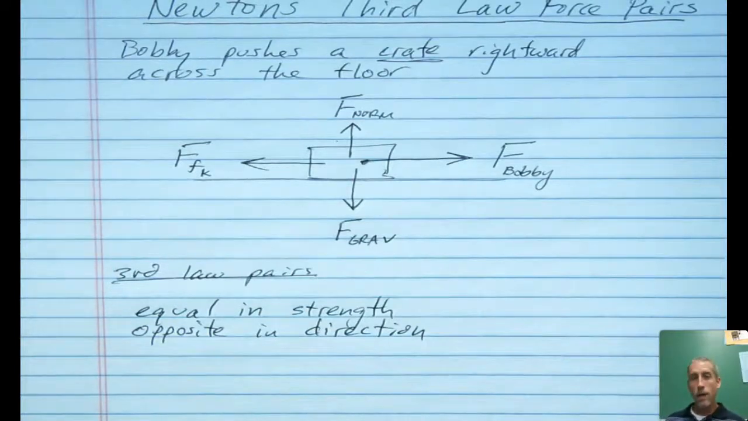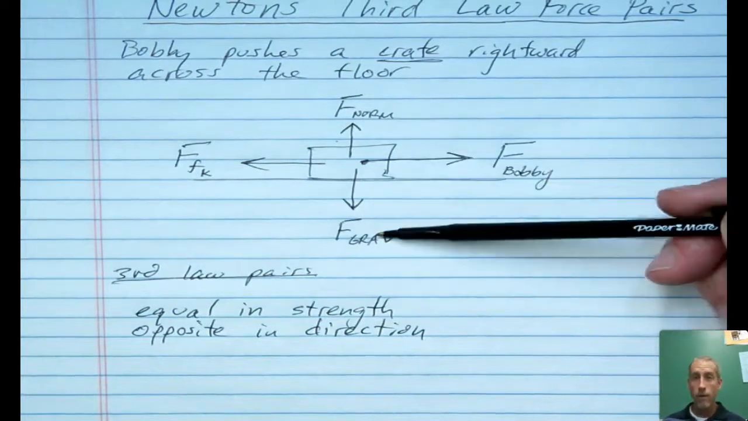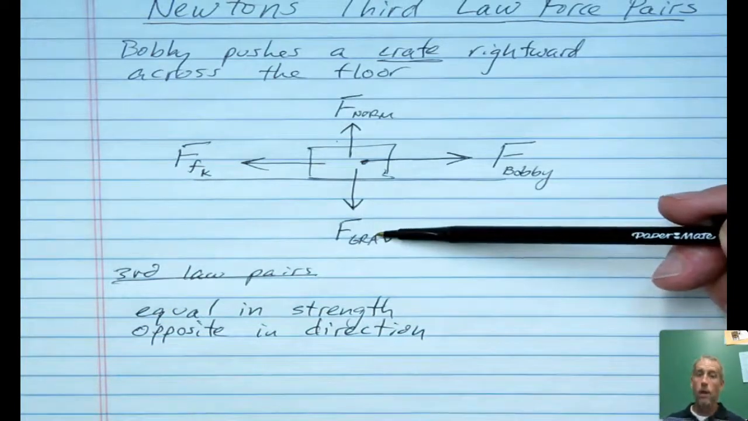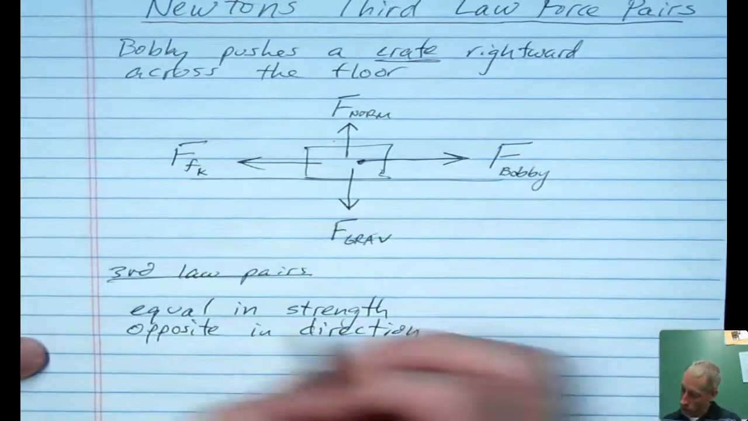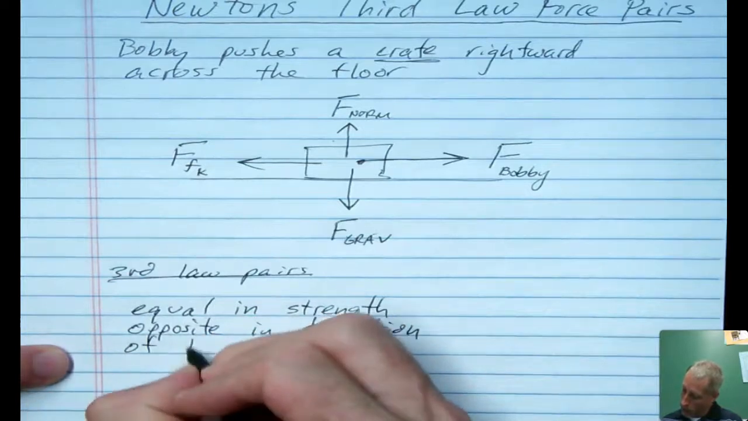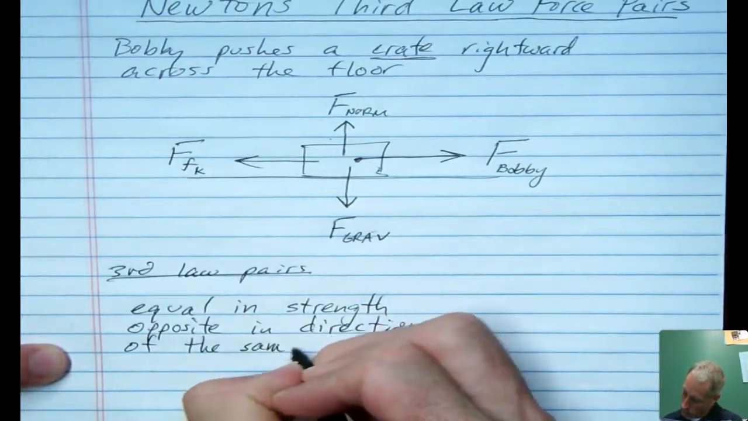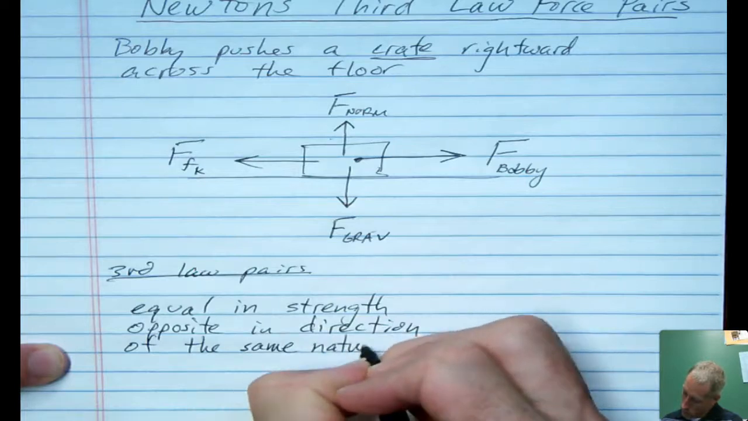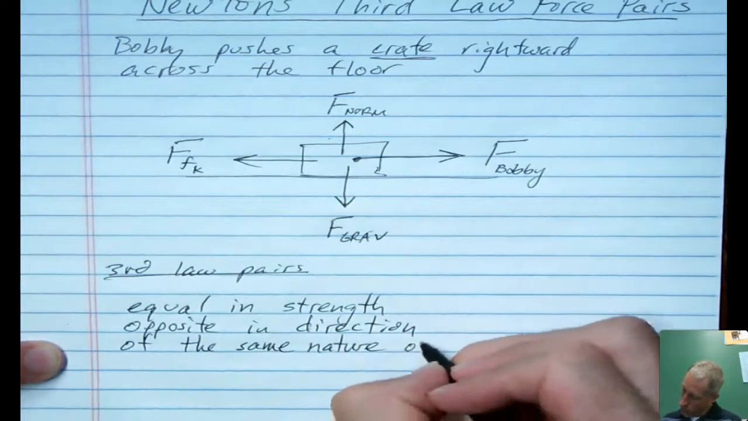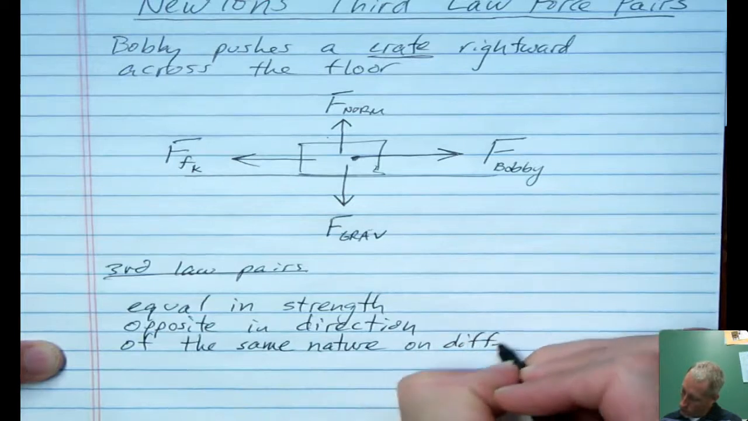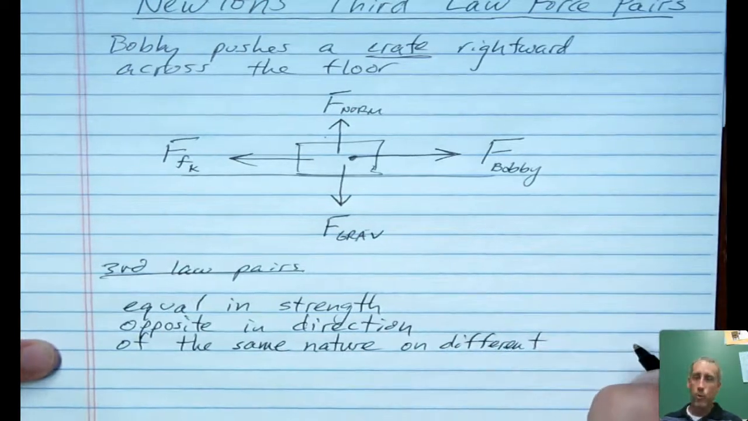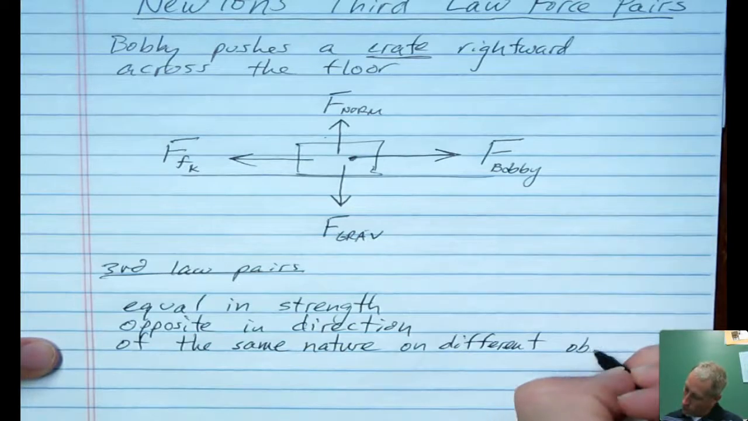And you can see now already why this can be a little confusing, because I just named a pair up here, normal and gravity. They are definitely equal in strength. They are definitely opposite in direction, but they are not third law pairs. It's missing a very important characteristic, and this is the third one: of the same nature, on different objects. That's sort of two in one, but I'm lumping it into one.